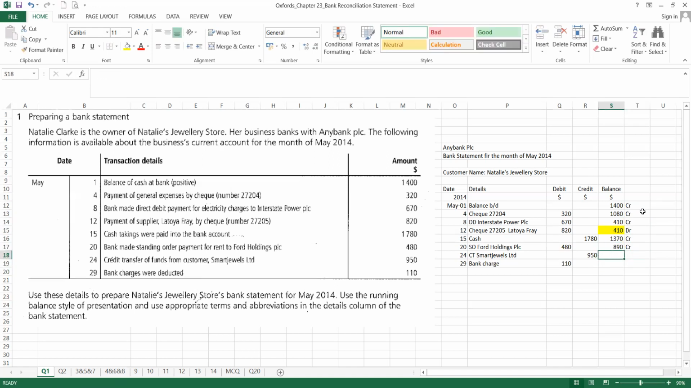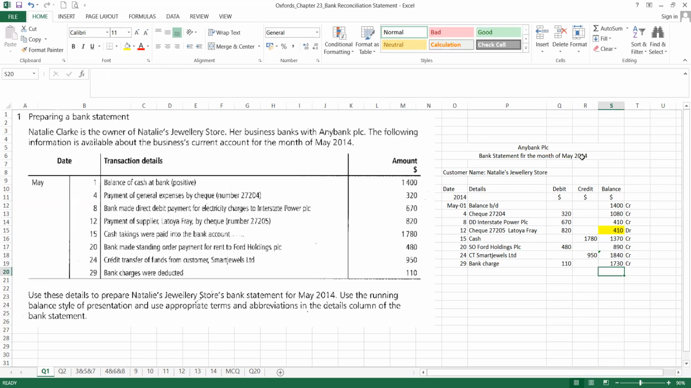The next following, we have 950. So with 950, we take the balance plus this one that we receive the money. We also have the credit balance. Last is taking the credit balance minus debit. So at the end of the month of May, we still have money, 1730, in the bank account from the point of the bank. So this is the answer for number 1, to prepare the bank statement.